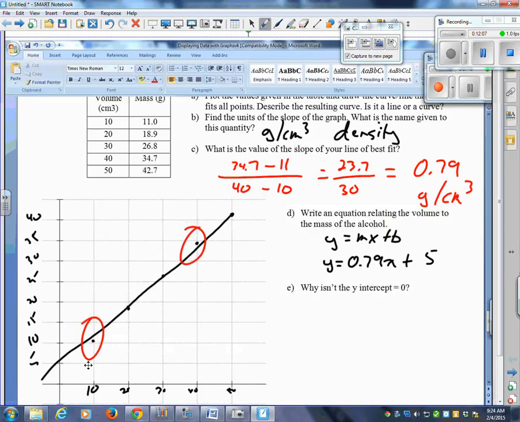You would actually take the x value of 40 and plug it in for x, and take the y value here and plug it in for y, and then you would solve for b, and that would give it to you, right? I see a few nods here.